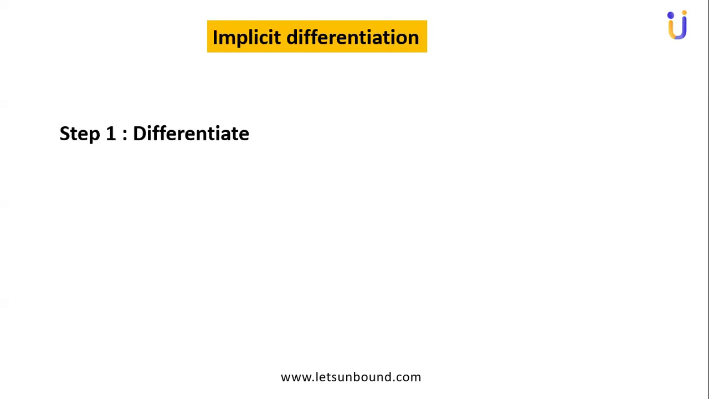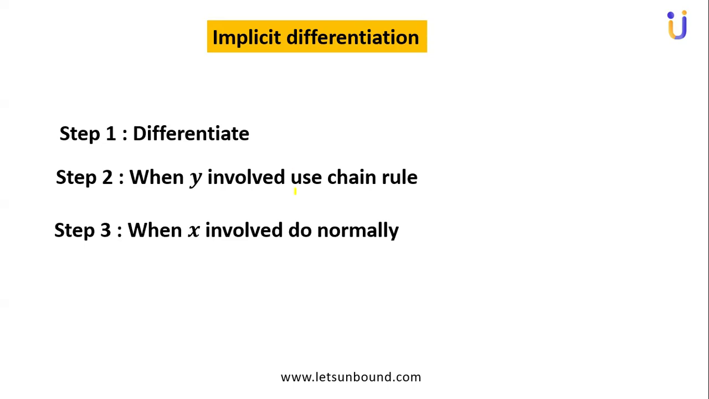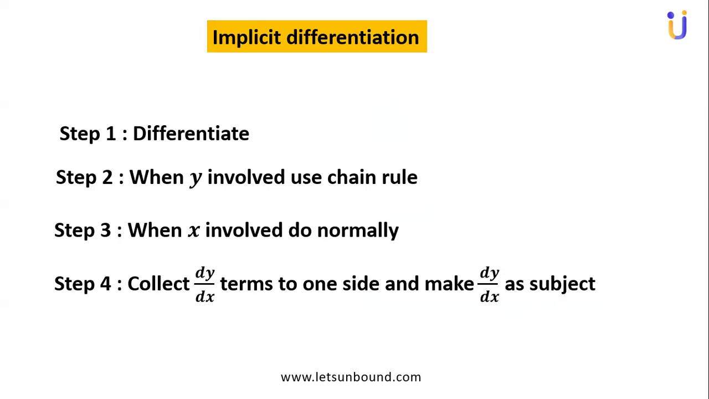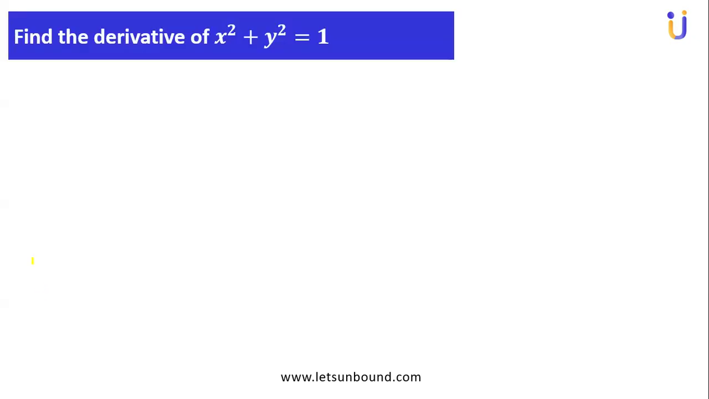Now, implicit differentiation, you have to keep these things in your mind. Differentiate. When y is involved, use the chain rule. When x is involved, do it normally. And then after that, your expression will have dy by dx here and there. So you have to group them, collect them on one side and make dy by dx the subject. That's the simple thing. Here we have an example.